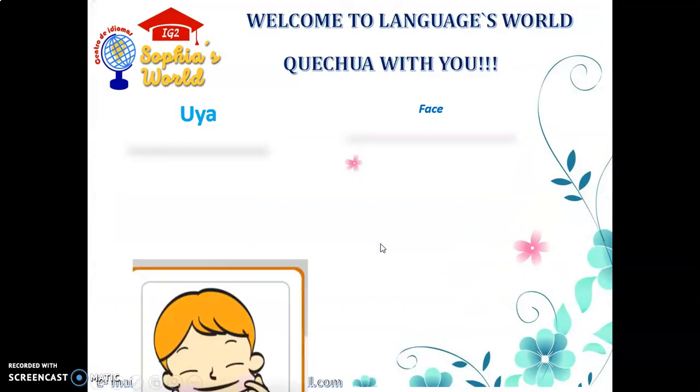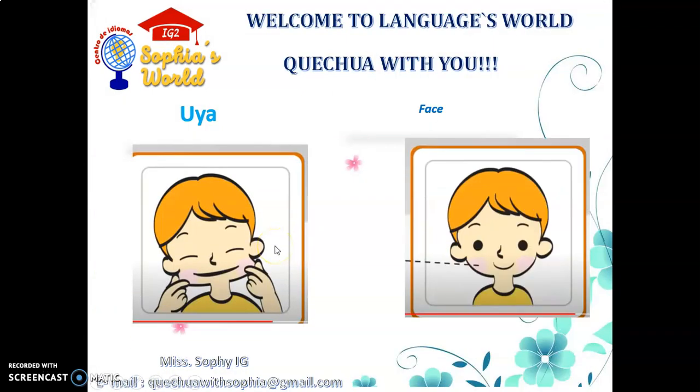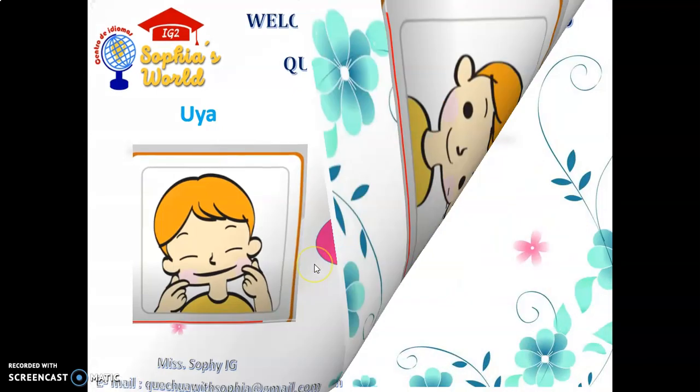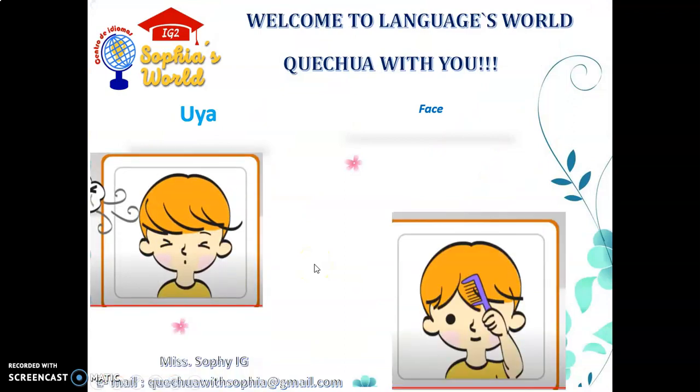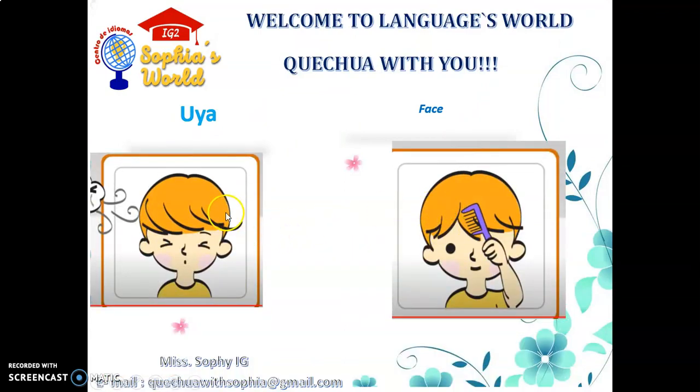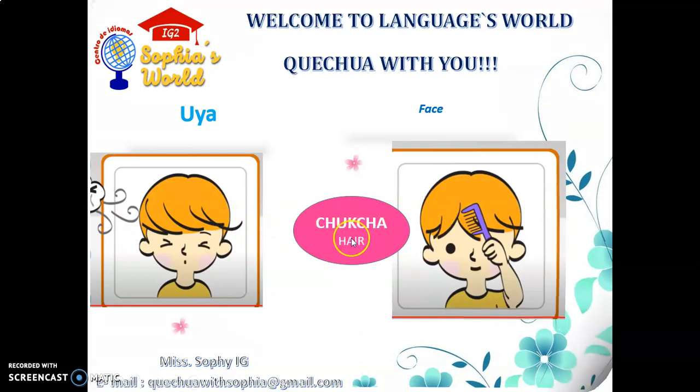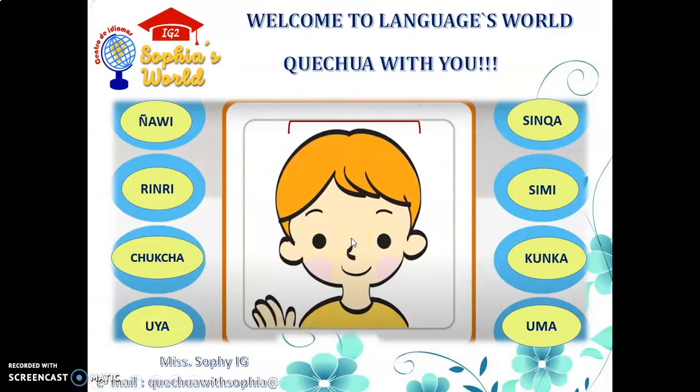That's it. Here we have the next, and this is face. Uya. The next one, of course, this is about hair in Quechua, chukcha. What else? We have here finally all of the vocabulary that we see.